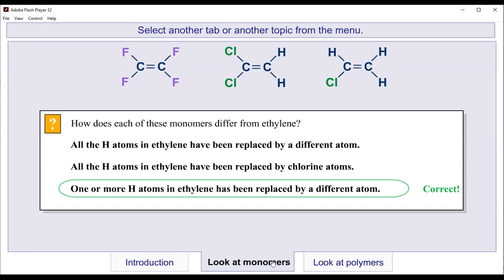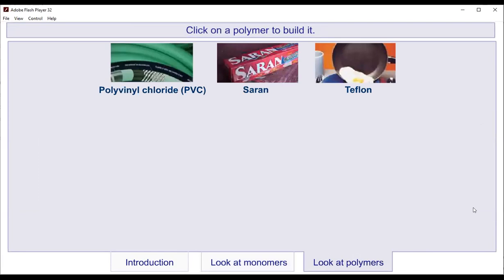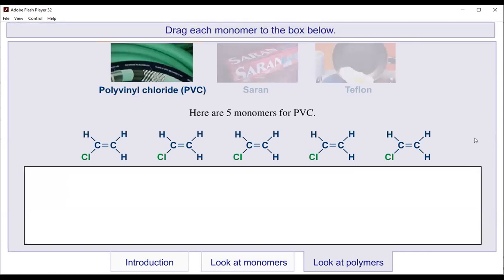Okay. So let's take a look at the different types of polymers. There are up to 60,000 of them. So polyvinyl chloride is the vinyl chloride monomer. So here's one vinyl chloride monomer.